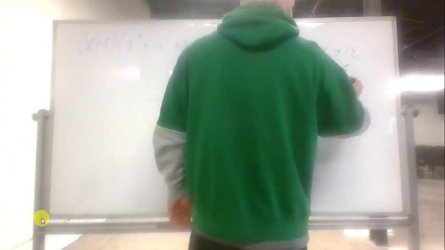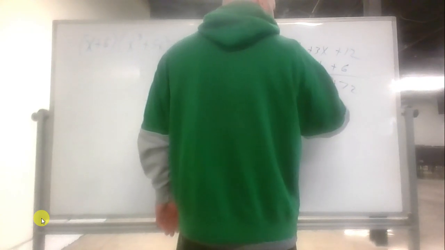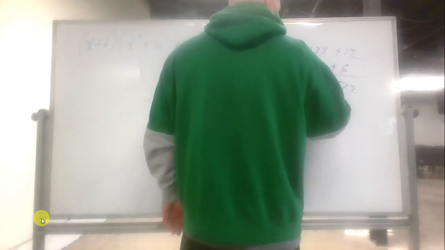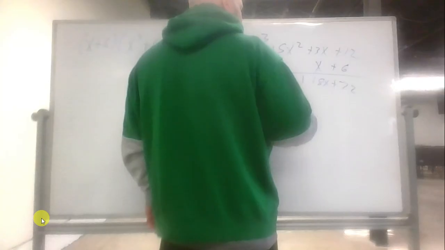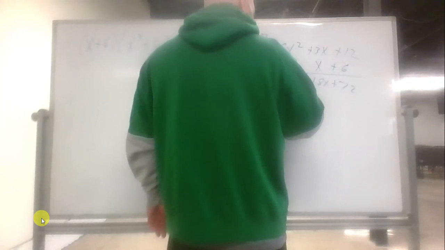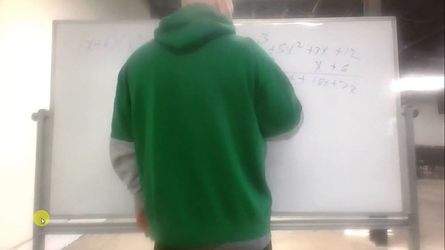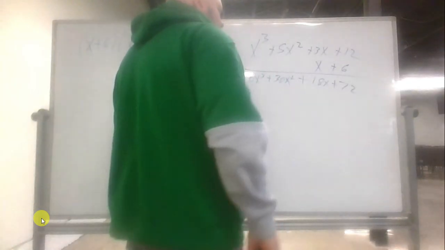6 times 12, 72. 6 times 3x, 18x. 6 times 5x squared is a 30x squared. And then 6 times x cubed is 6x cubed.